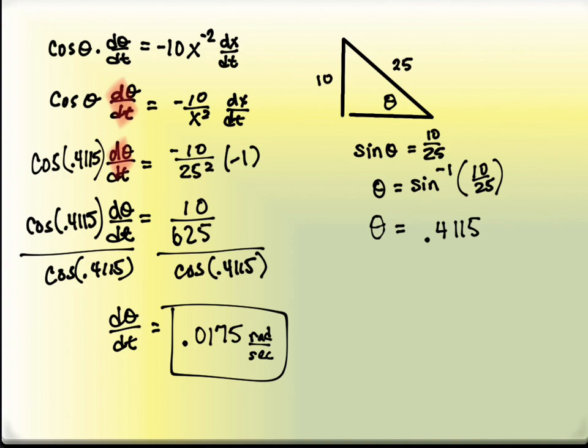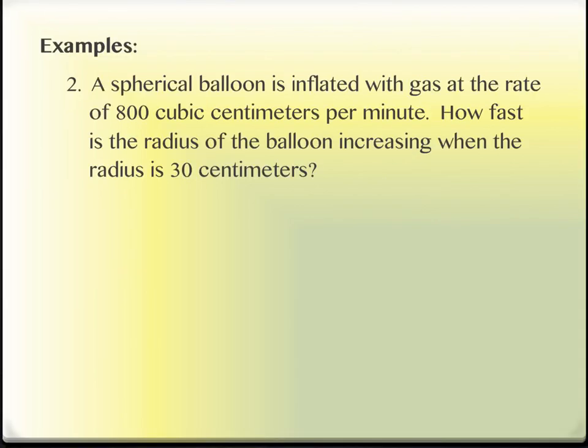Okay? If you're going to be dealing with a triangle, I expect you to know pieces about a triangle, right? You should know enough about triangles to not need anything additional. Number 2 is a little different. Number 2 requires an image that you might not remember some details about. It's a spherical balloon, so you may or may not remember details about a sphere. It says it's being inflated with gas at a rate of 800 cubic centimeters per minute, and it wants to know how fast the radius of the balloon is increasing when the radius is 30 centimeters.